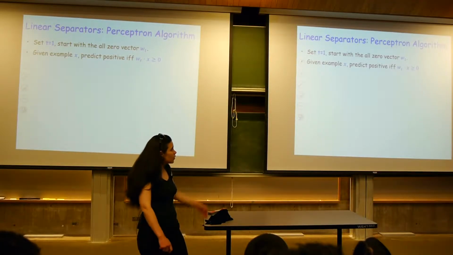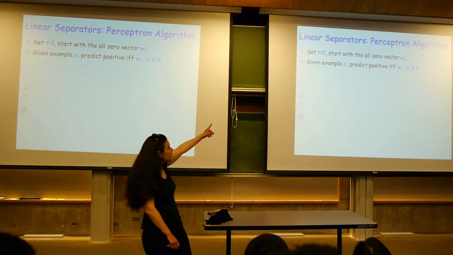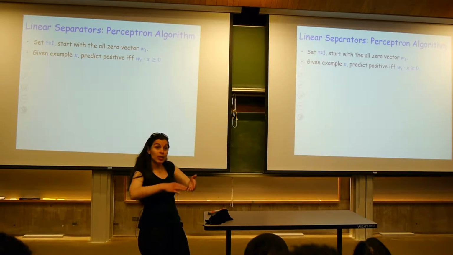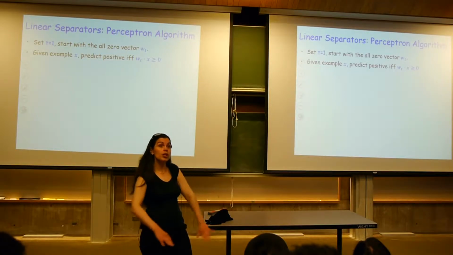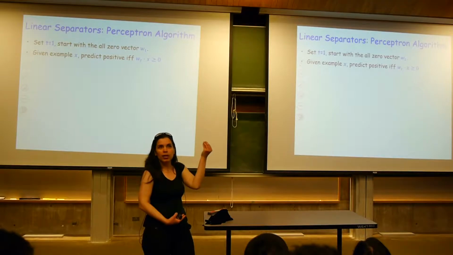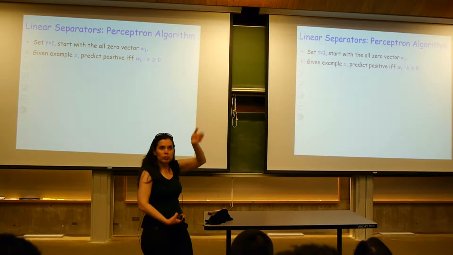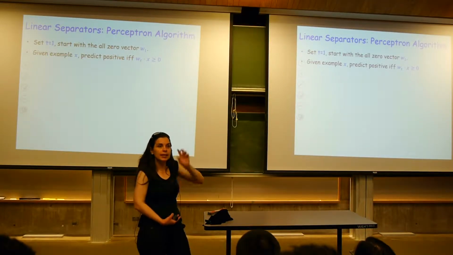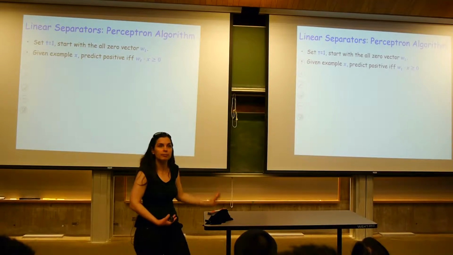Given an example x, we have a current guess. Here t is going to track the number of mistakes. This algorithm is a conservative algorithm: I'm only going to update when we make a mistake. So at some point in time I'm going to have wt, which is my current guess for the target, and t corresponds to the number of mistakes I've made in the past.